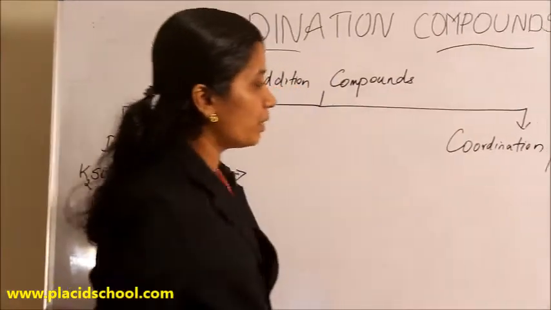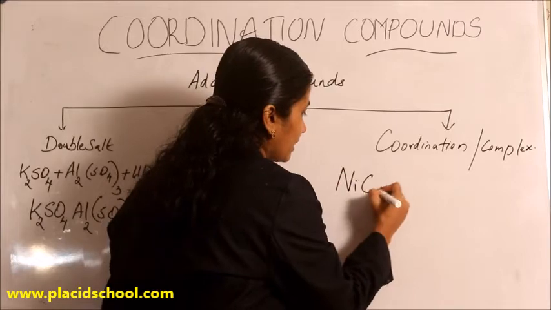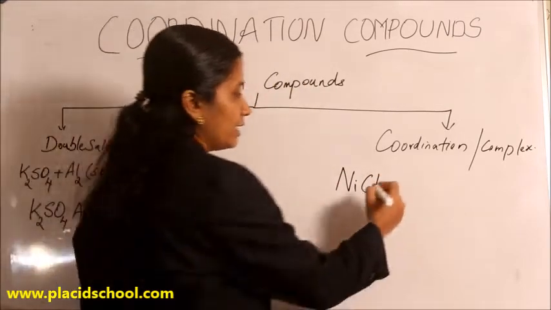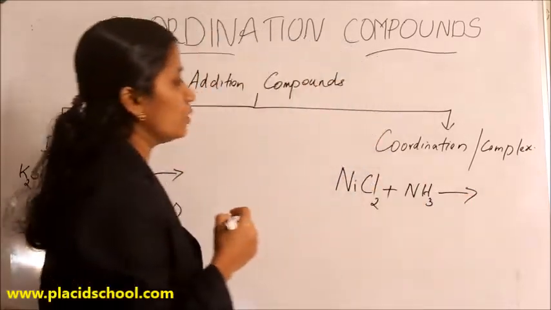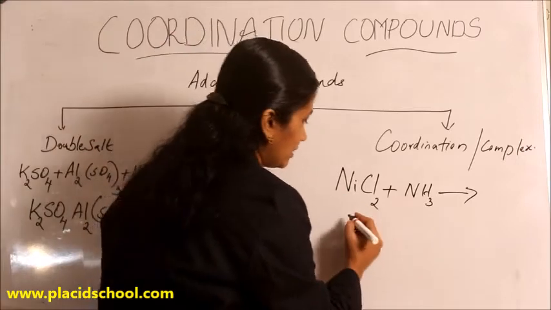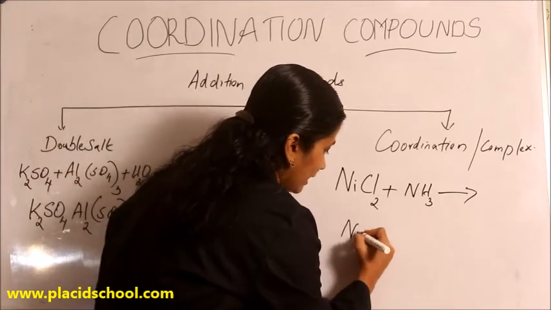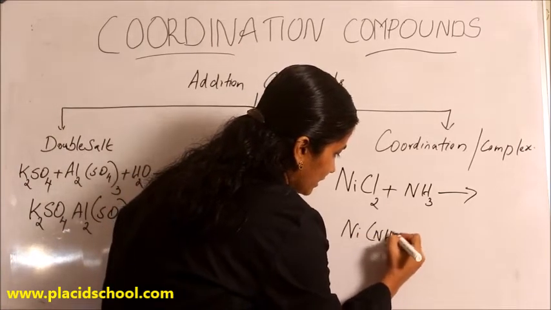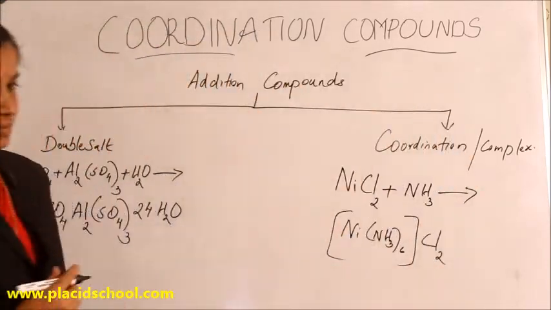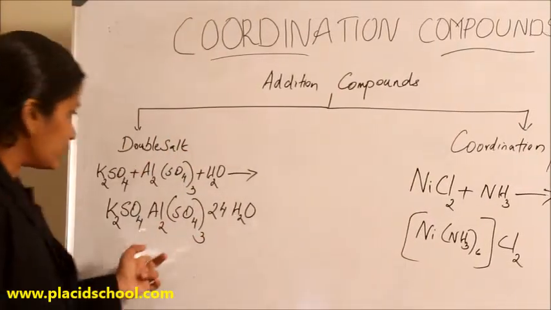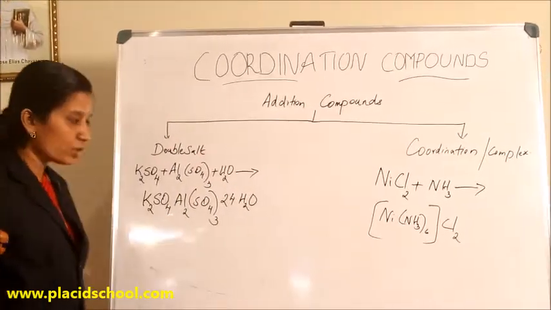Then for coordination compound, when aqueous ammonia is treated with green color nickel chloride solution NiCl2, this green color solution changes to purple color and on evaporation we get purple crystals of [Ni(NH3)6]Cl2. If we notice these two examples, we can differentiate the double salt and coordination compound.